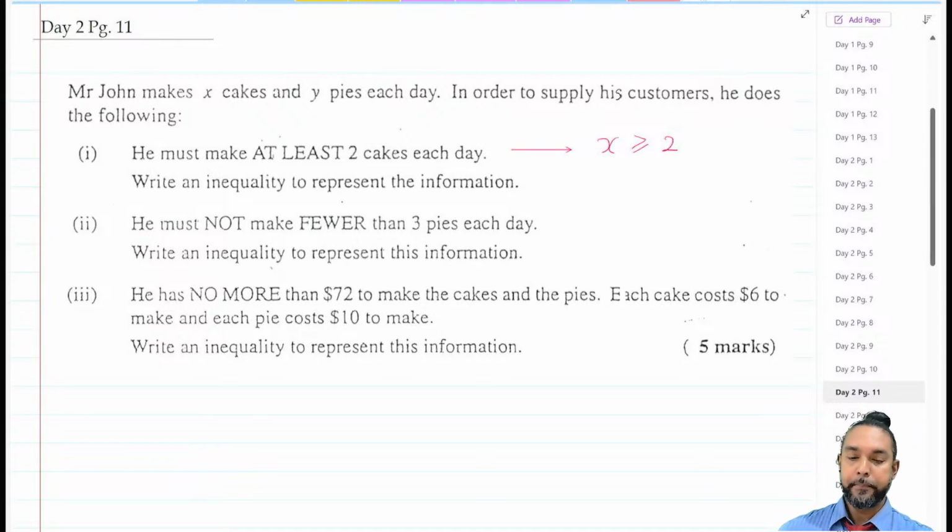Okay. He must not make fewer than 3 pies each day. So that's a different way of saying something similar to the above statement. He must not make fewer than 3 pies. Can he make 3? Yeah. Can he make 5? Yeah. Can he make 2? No. So he must not make fewer. That means it must be greater than or equal to.